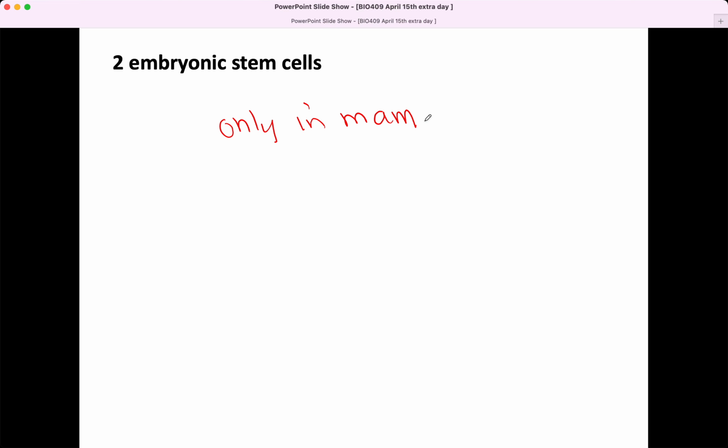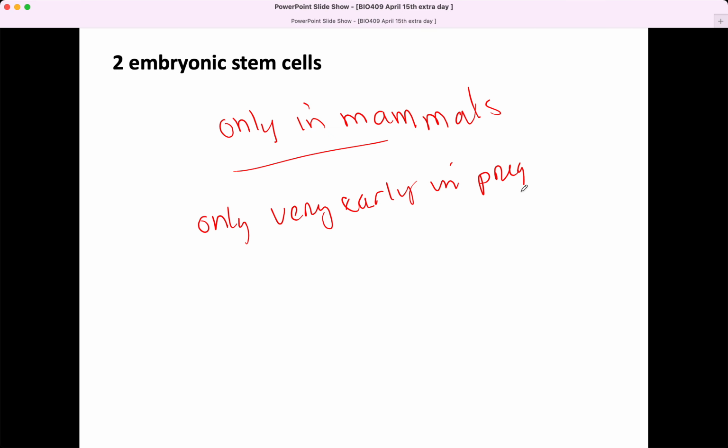So humans have them, and all mammals have them. But say a fish doesn't. There's no such thing as an embryonic stem cell in a fish or fruit fly. Only in mammals, and only very early in pregnancy. Let's see if I have a slide of this.